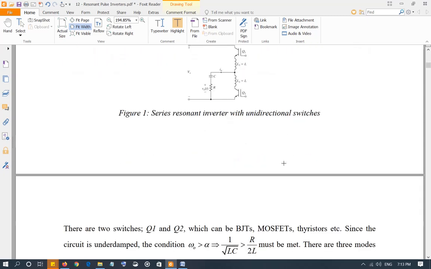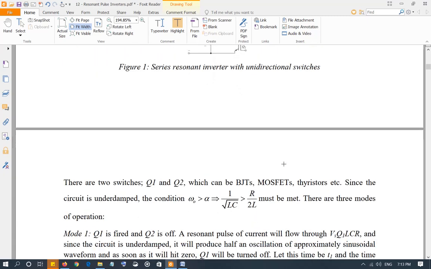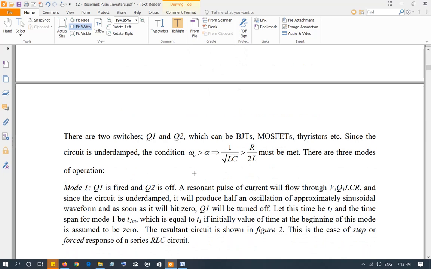So the idea over here is that, of course, it's an underdamped circuit. Omega naught is greater than alpha. That is, omega naught is 1 over square root of LC. Alpha for a series RLC circuit is calculated by R over 2L. So this condition must be met. And in general, we try to keep omega naught quite a bit larger than alpha again, so that we have a good sinusoid. It will not be damped by the exponential function greatly.